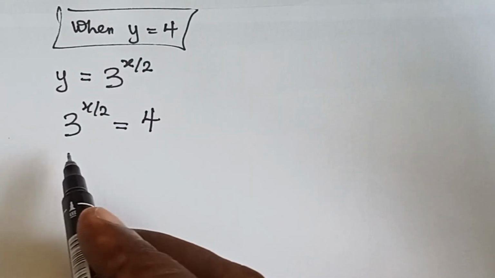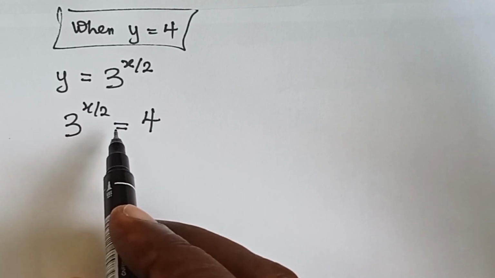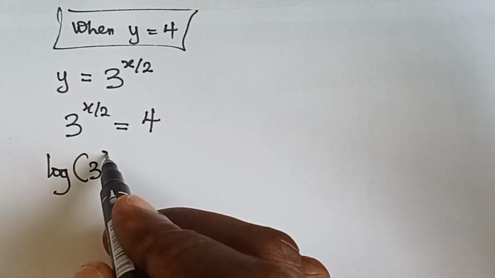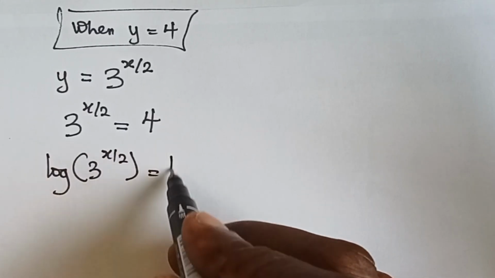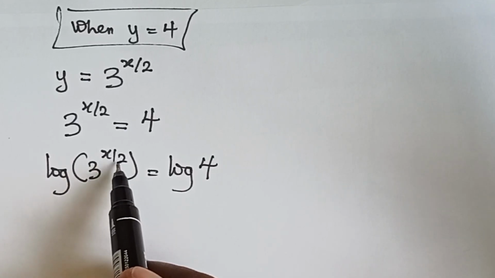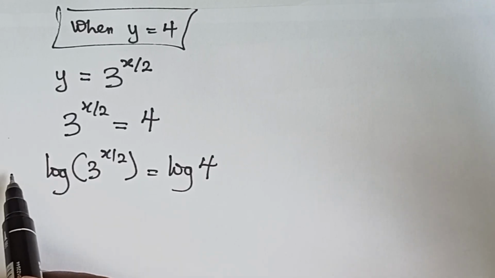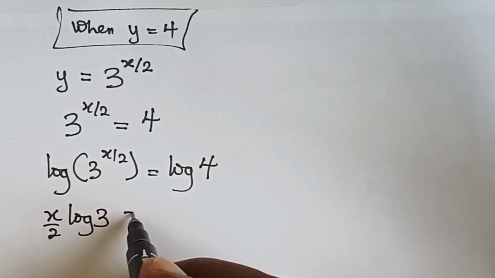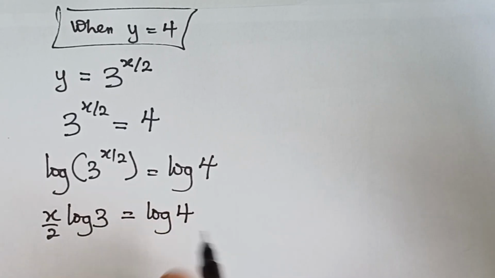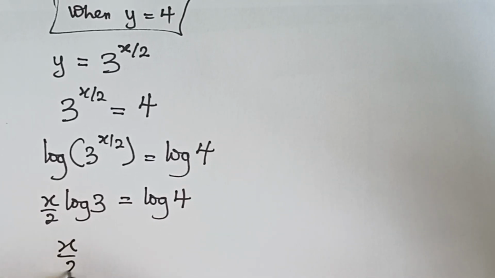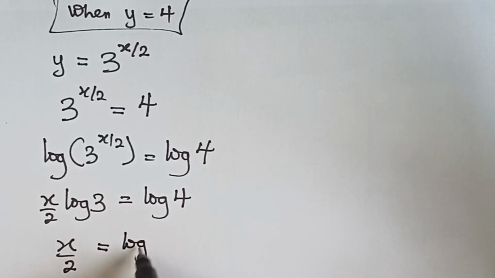And then what do we do in this place? We take the logarithm of both sides. We take the log of this side, we also take the log of this side. One of the laws of logarithm says that you take this x over 2, which is a power, to the back. So we have x over 2 times log 3 equals log 4. From here, we divide both sides by log 3, so we have x over 2 equals log 4 divided by log 3.